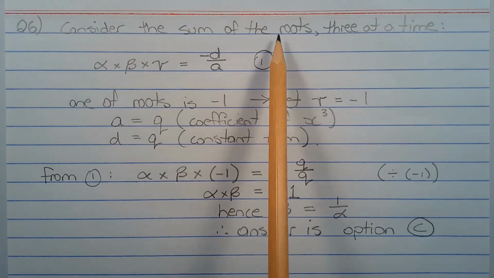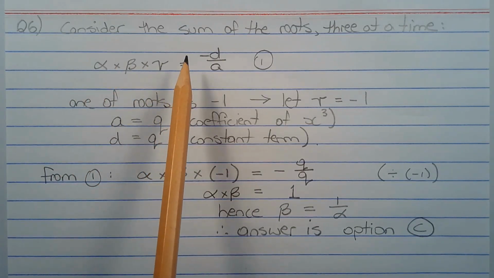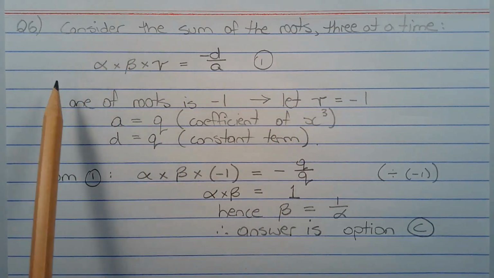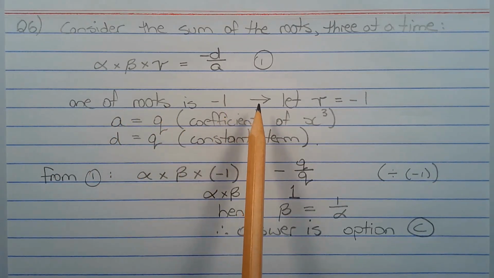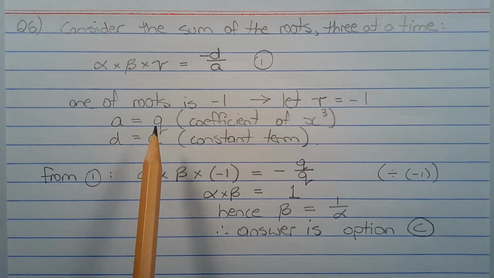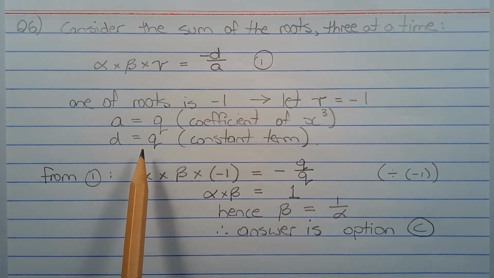Consider the product of the roots 3 at a time. That is, alpha times beta times gamma is equal to negative d over a. We'll call this equation number 1. Now it is given that one of the roots is negative 1, so let gamma equal negative 1. Now a equals q, which corresponds to the coefficient of x cubed, and d equals q, which is the constant term of the polynomial.